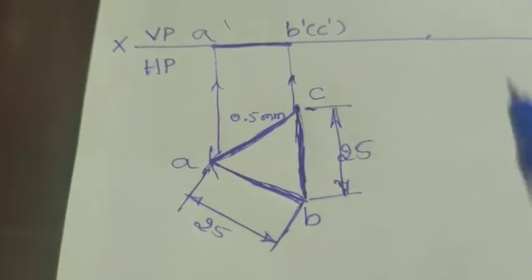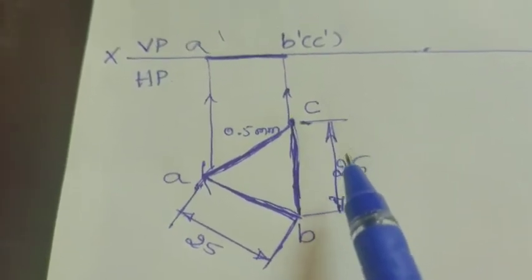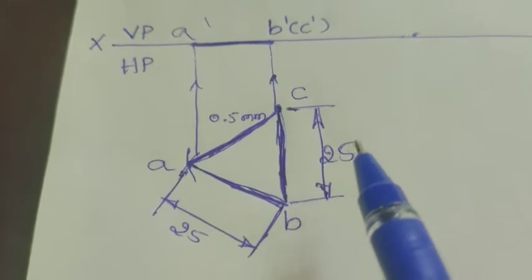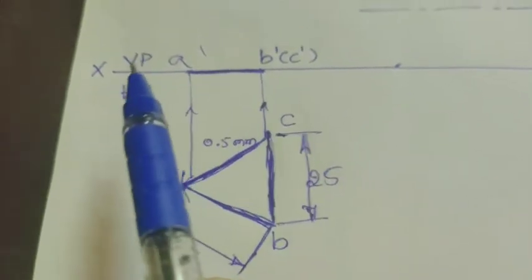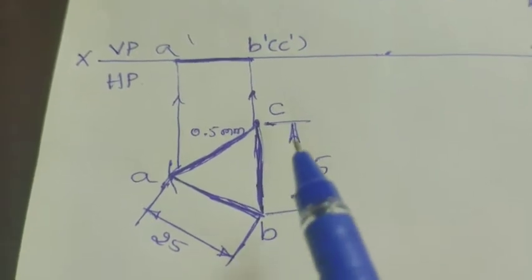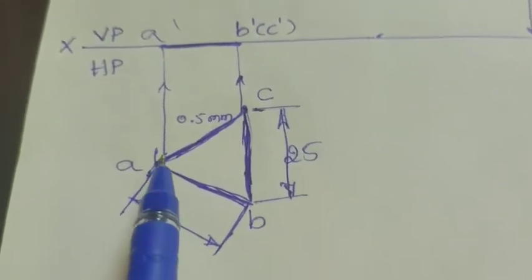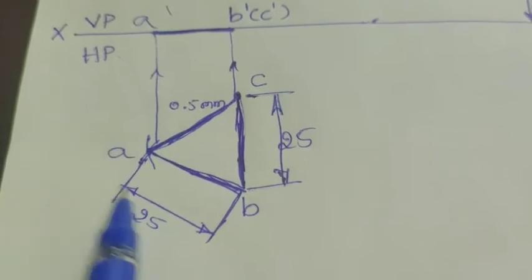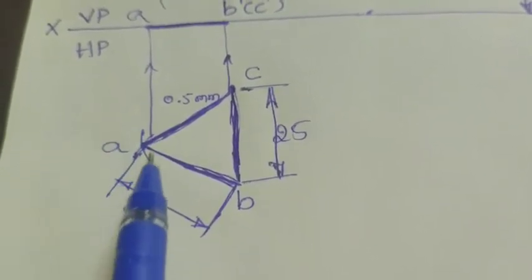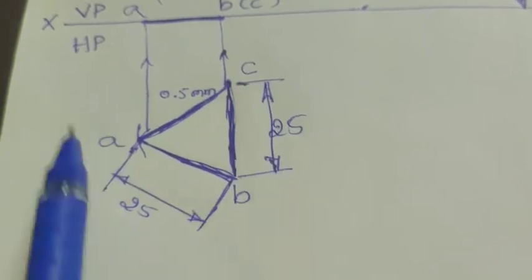Now initially what we have to draw? First we have to draw a triangle which is resting on HP. That's why it should be in HP only. Then as it is resting on corner, the leftmost part of the diagram should be a corner only, only one point should be there, not 2 points, only 1 point should be there.